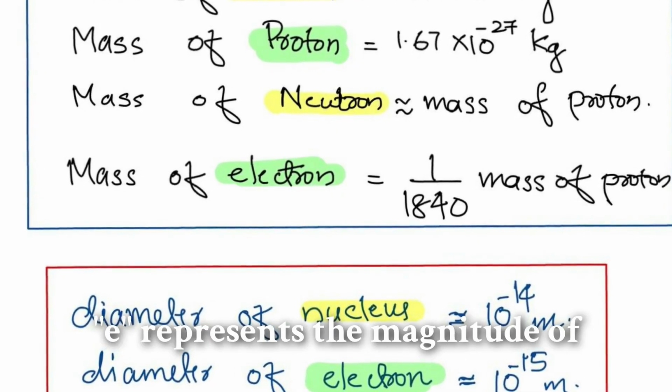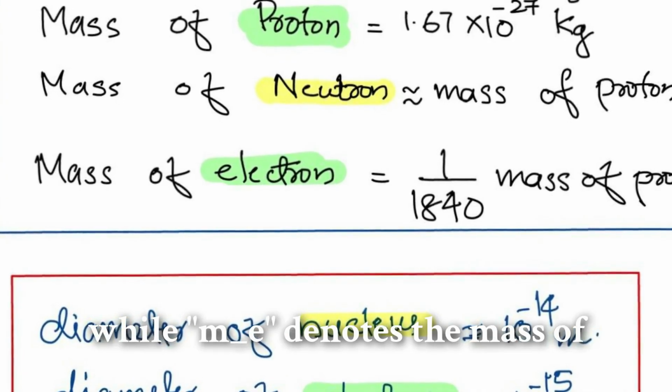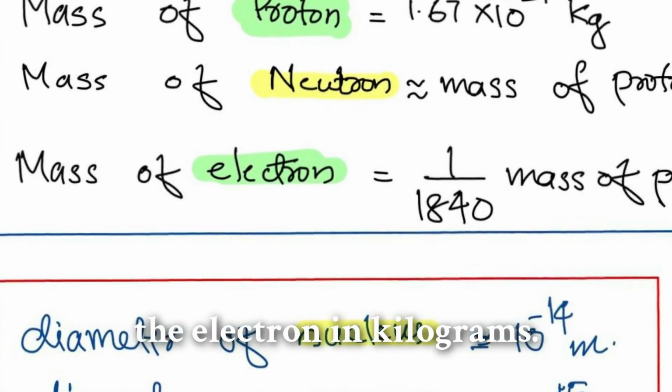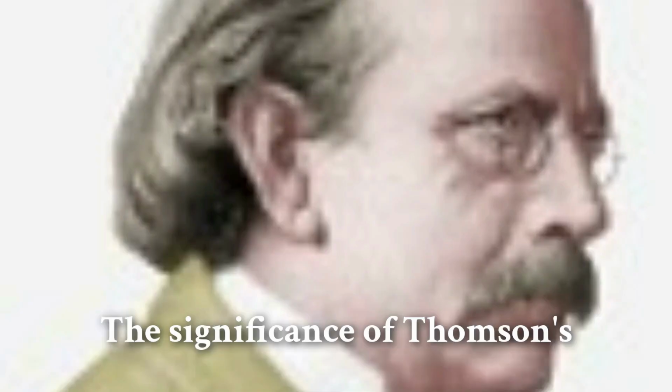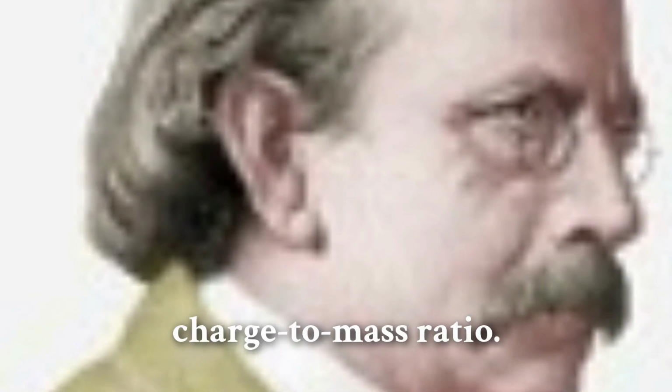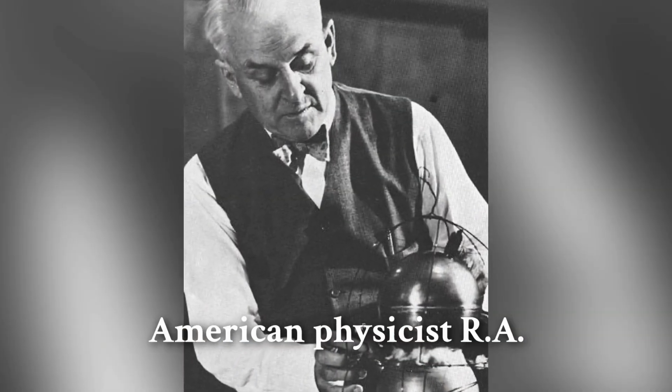Here, e represents the magnitude of the charge on the electron, while me denotes the mass of the electron in kilograms. Since electrons are negatively charged, the charge is expressed as −e. The significance of Thomson's work extended beyond the charge-to-mass ratio. In the following years, American physicist R.A.